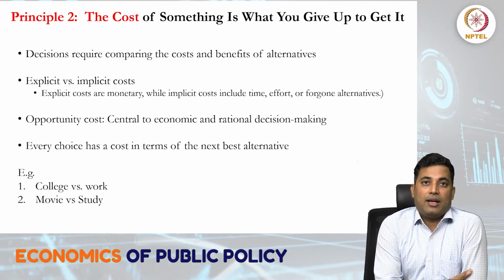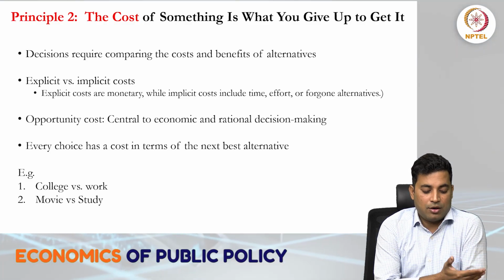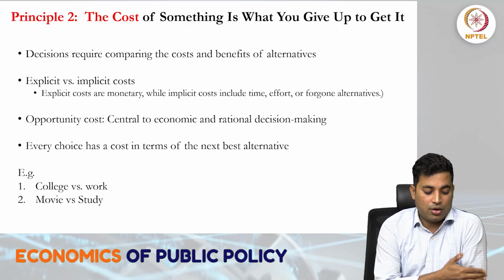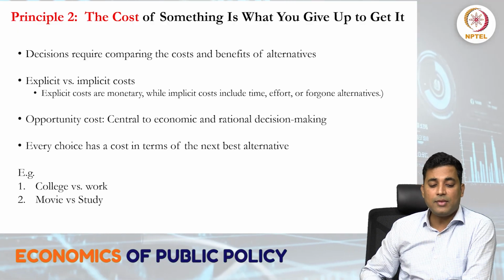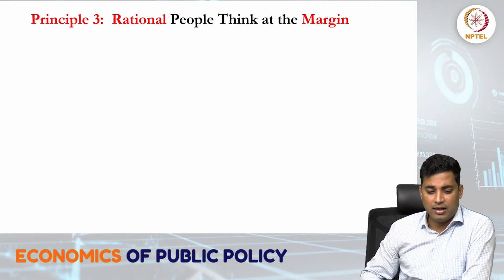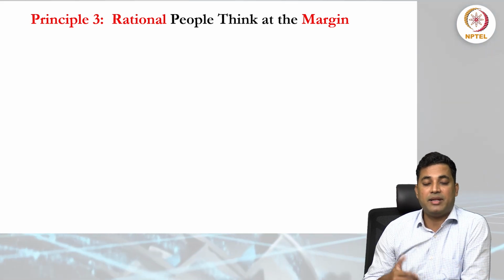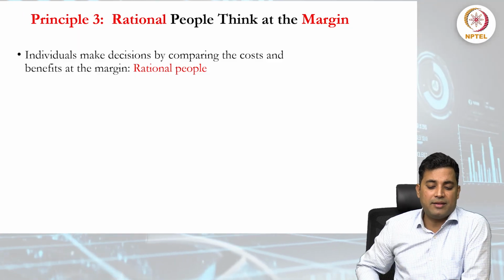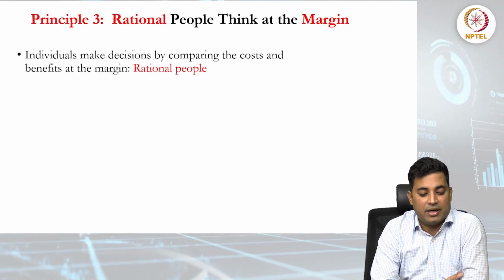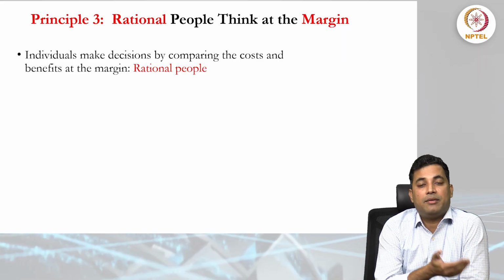I think this example I'm giving, like the trade-off between college and part-time work, or a trade-off between a movie and study. So now moving to the next principle: when we are saying that people are rational, rational people think at the margin. Here individuals make decisions by comparing the costs and benefits at the margin, and rational people do that.